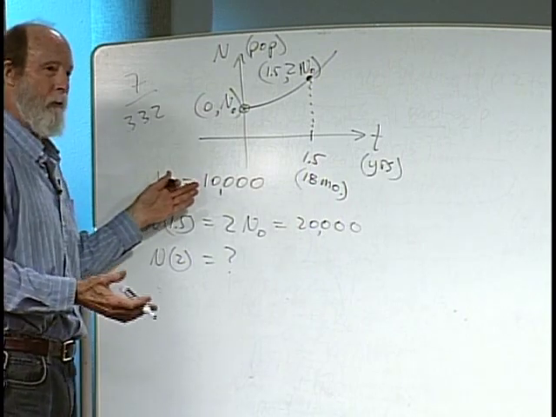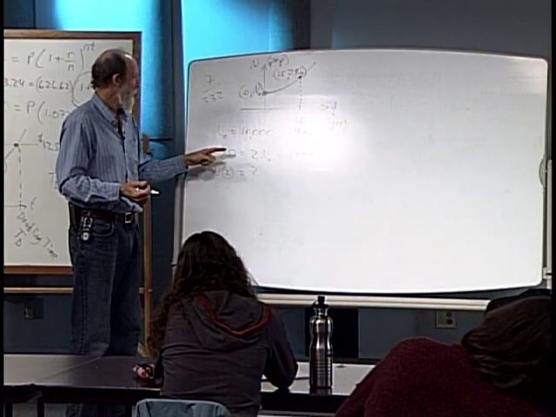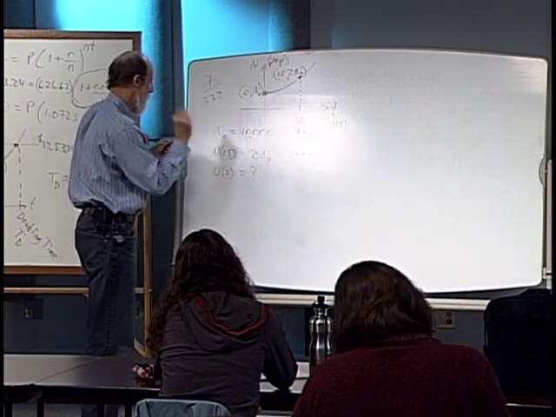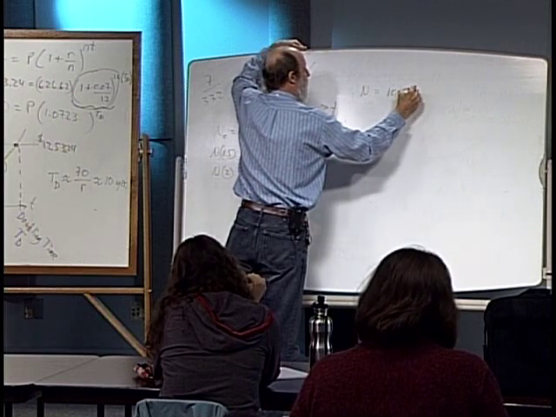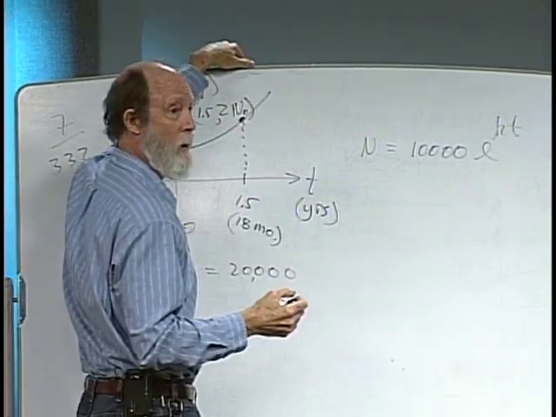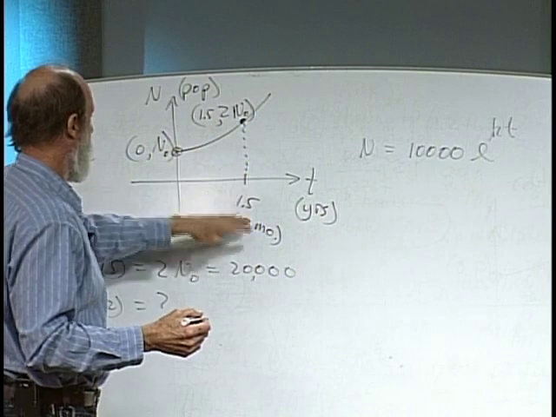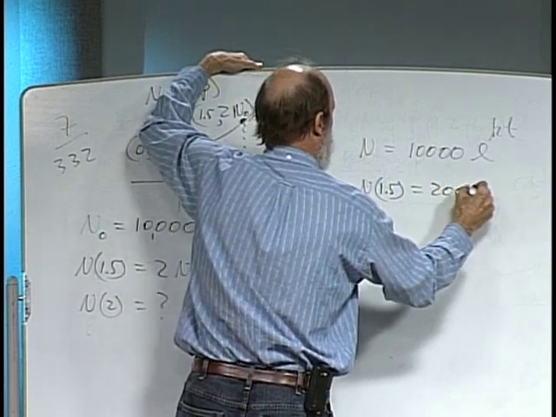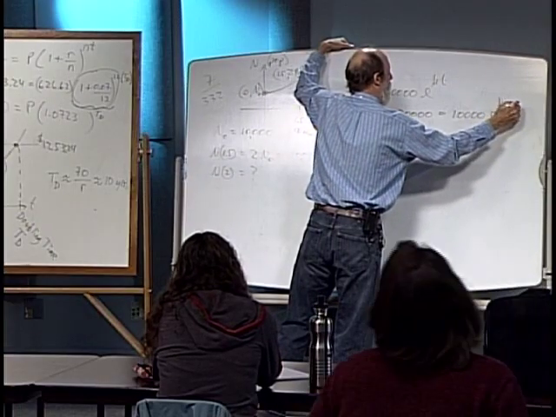This is a classic algebra textbook problem. We do not have enough information to completely do the problem in one step. Here's why. If we write down what the model says, N equals 10,000 e to the kt, there's the model. One piece of information tells us that the population doubles in 18 months. So N at 1.5 is 20,000, and that's equal to 10,000 e to the k times 1.5.